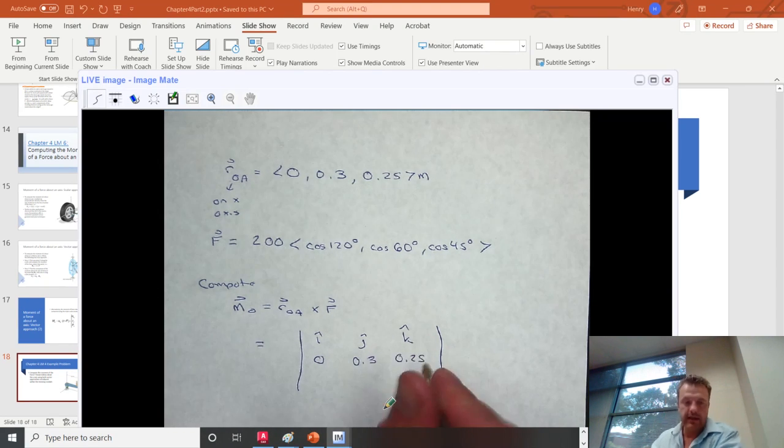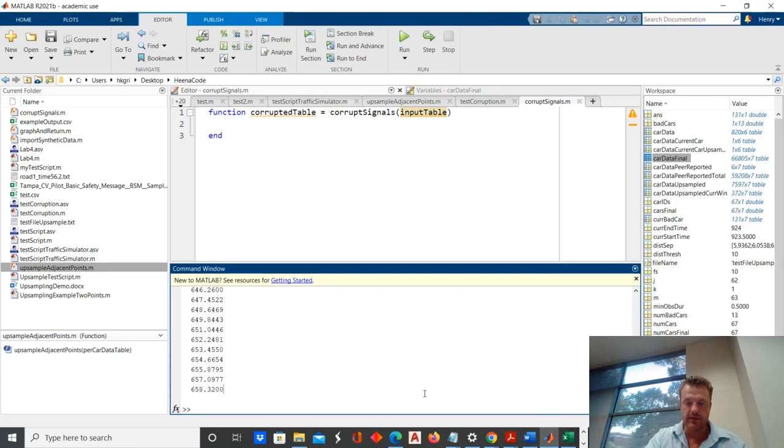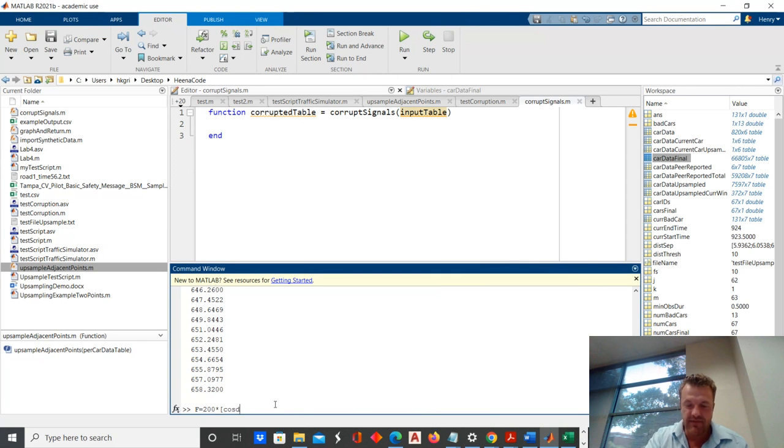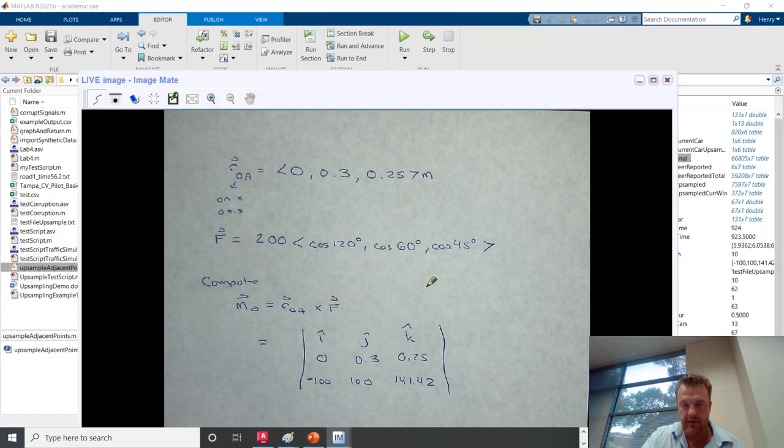And then let me actually open up a calculator here. I'm going to store this in my calculator. So F is 200 times the vector whose x component is the cosine of 120, the y component is cos 60, and the z component is cos 45. Those are the actual entries, and I'll write them in here, even though I'm not going to compute the cross product by hand. I'm going to show you how to do it in MATLAB instead. But if you choose to do it by hand, that's the actual matrix that you need to work with here.